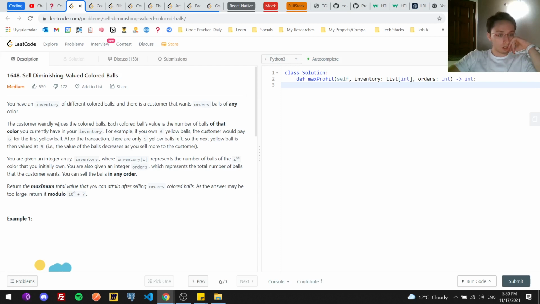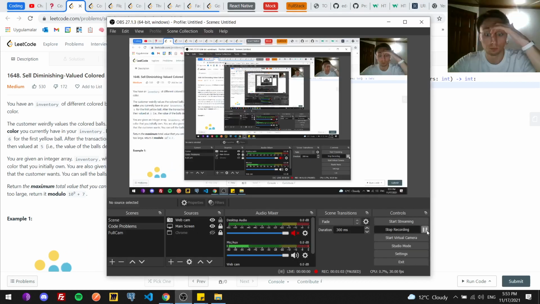The customer weirdly values colored balls. Each colored ball is valued at the number of balls of that color you currently have in your inventory. For example, if you have 6 yellow balls, the customer would pay 6 for the first yellow ball. After that transaction, 5 yellow balls are left, so the next ball is valued at 5. You are given an integer array inventory where inventory[i] represents the number of balls of the ith color that you initially own.